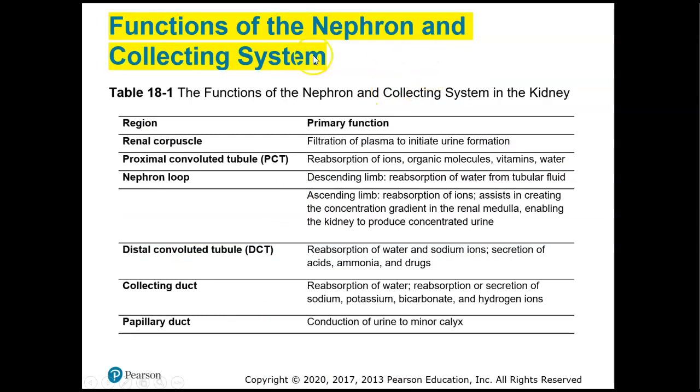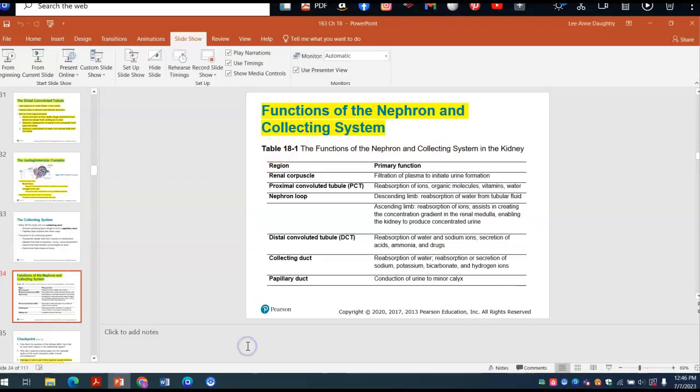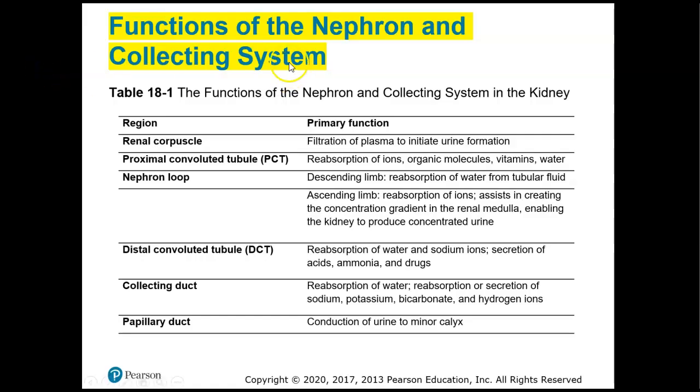Okay, so table 18-1 lists the different components of the nephron and collecting system and gives you the primary function of each one. This is a really good table, table 18-1, and let's see which slide it is. I can't see it unless, okay, it's slide 34. Slide 34, table 18-1. The renal corpuscle, the primary function is filtration. The PCT, the primary function is reabsorption. The nephron loop, the descending limb is reabsorption of water. The ascending limb is reabsorption of ions. In the end, the nephron loop's function overall is to concentrate the urine, to produce concentrated urine.